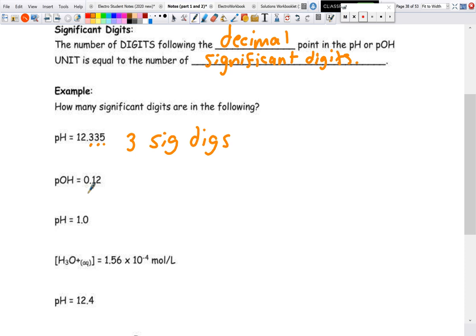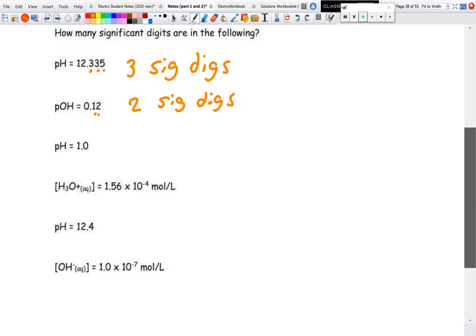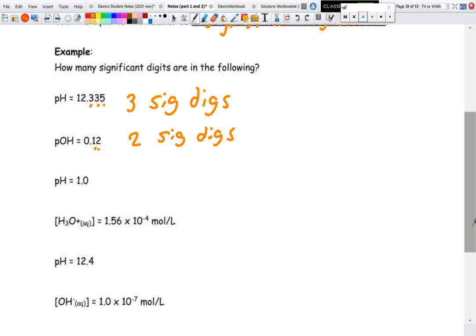Now for a pOH of 0.12, same thing. It's still on that log scale, so we only look at the digits after the decimal. That's just 1, 2, so 2 significant digits. There are a few other ones right here. Just be careful with this one and this one, because these are concentrations of hydronium and hydroxide. They're not pH or pOH, so their significant digits are counted how you've done it in the past.